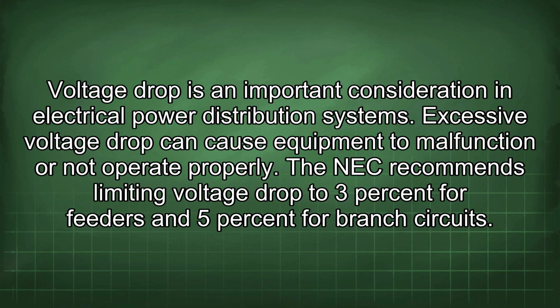Voltage drop is an important consideration in electrical power distribution systems. Excessive voltage drop can cause equipment to malfunction or not operate properly. The NEC recommends limiting voltage drop to 3% for feeders and 5% for branch circuits.